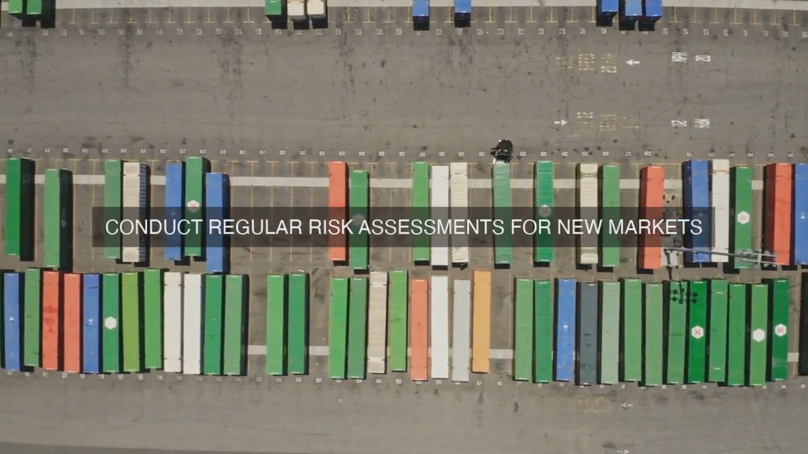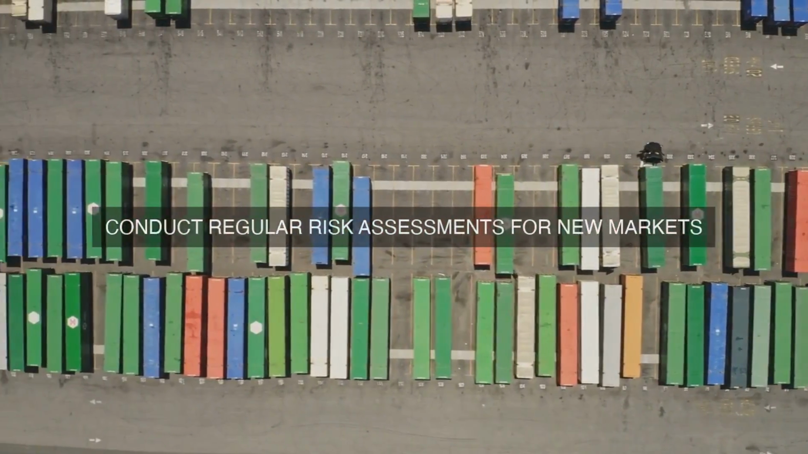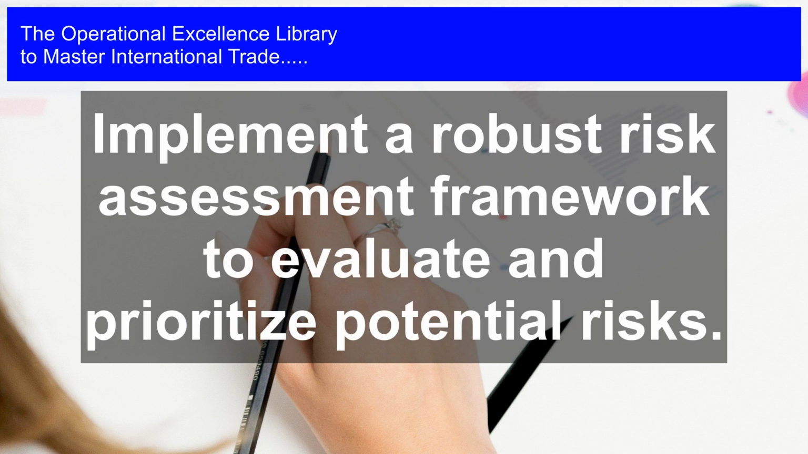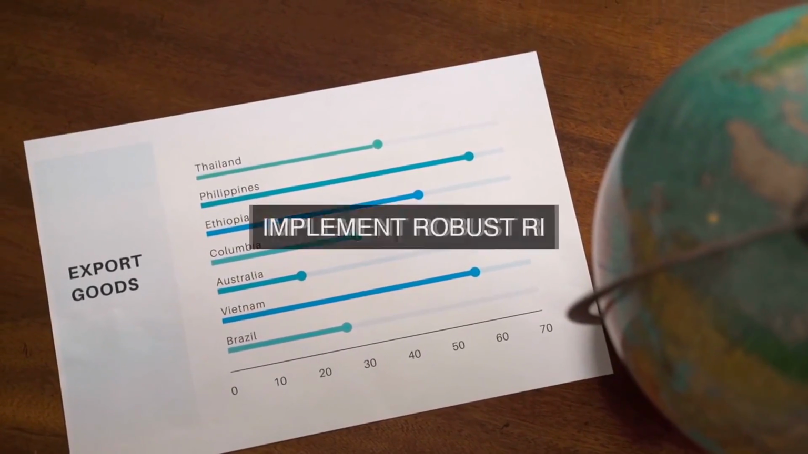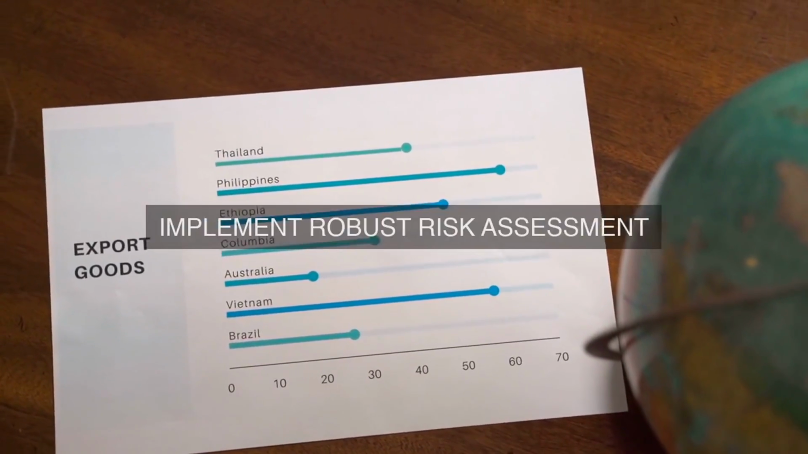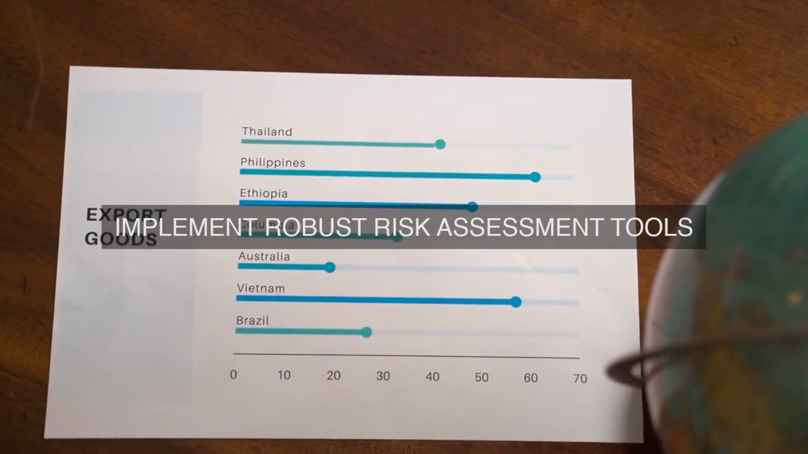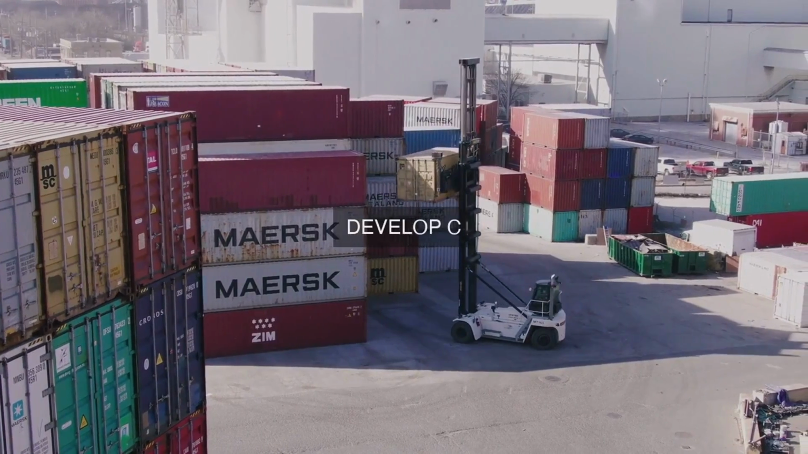Use tools such as risk matrices and SWOT analysis to evaluate and prioritize risks based on their likelihood and potential impact on the business. 2. Insurance policy strategy. Develop a comprehensive insurance policy strategy that addresses the identified risks, including marine insurance to cover cargo loss or damage during transit.